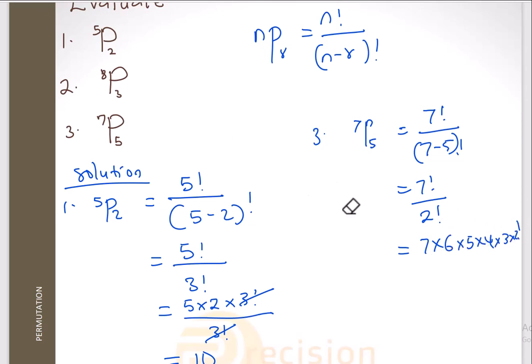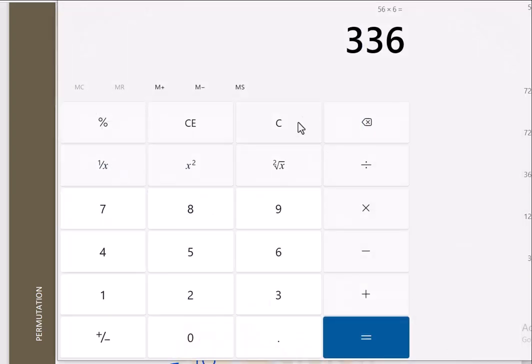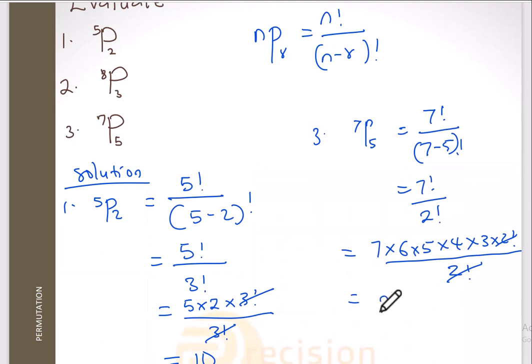Let me just clean this and write it. So from here we can see that it was 7 times 6 times 5 times 4 times 3 times 2 factorial all over 2 factorial. Cancel out. So 7 times 6 times 5 times 4 times 3, right? We're getting 2,520. And we are done with that. Okay, that's just it.